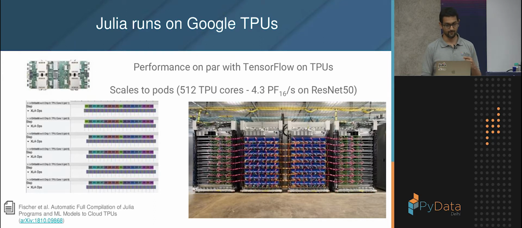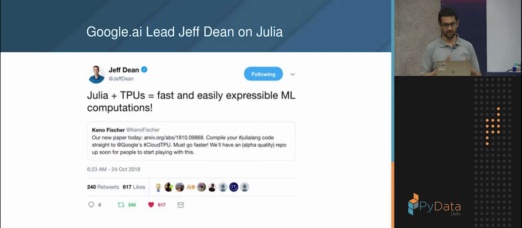I think we were able to get 4.3. I might be mixing up some numbers here. Let me take my numbers back. But we've been able to get multi-petaflop on basically a large TPU pod as well. Jeff Dean at Google was quite excited when he saw that, and he tweeted about it, that Julia and TPUs are equal to fast and easily expressible ML computation, right?